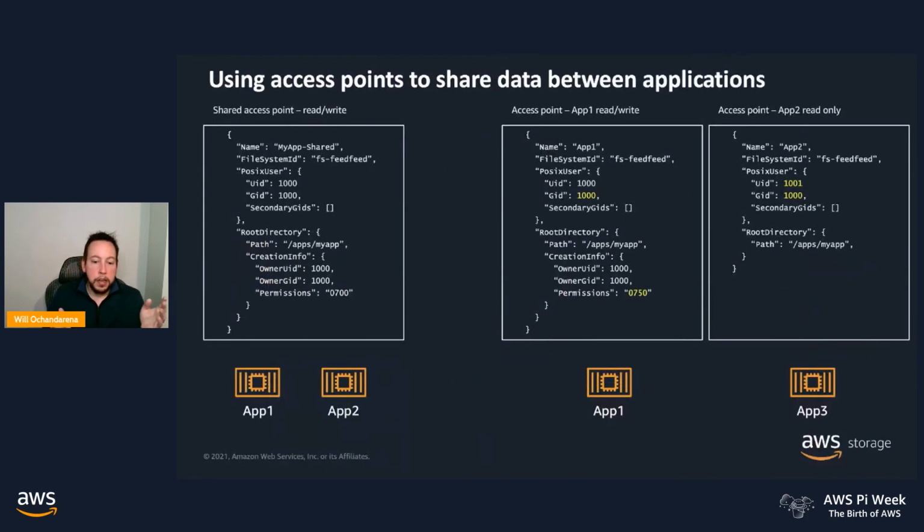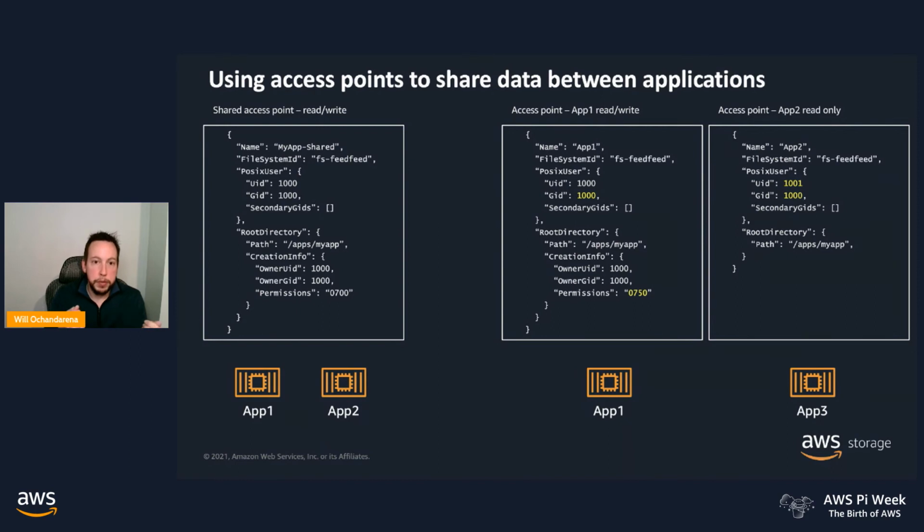So now, one of the things of this talk is how do you share file systems between different applications? There's really two ways that you can do it. One is just share the access point. You create an access point. That access point has some identity in it. You can mount that access point from any number of applications that you want. And you would want to do that in the case that each of those applications has identical access to the file system.